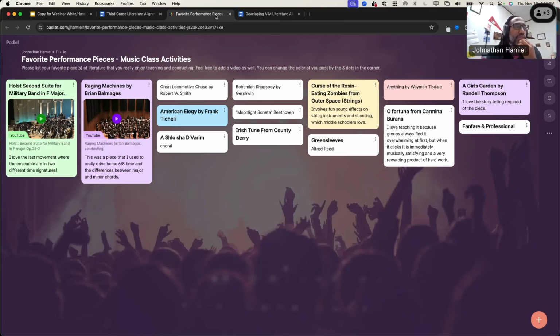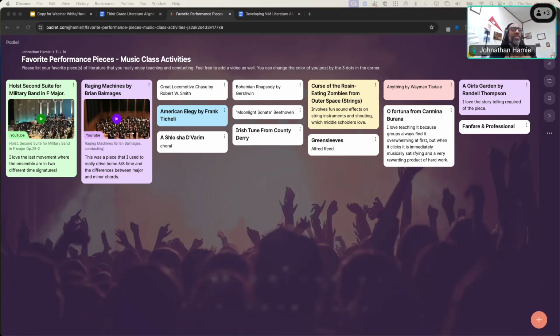And you can change the color with the 3 dots in the corner. While you're looking at that, I will tell you my favorite piece is Holst's Second Suite for military band in F major. If I'm planning a concert and I have about 5 to 10 minutes left in that concert, I'm pulling it out every time. I know almost everything about the Holst. It's one of my favorite pieces. I know exactly where I need to be at a certain time. I know that piece inside and out.